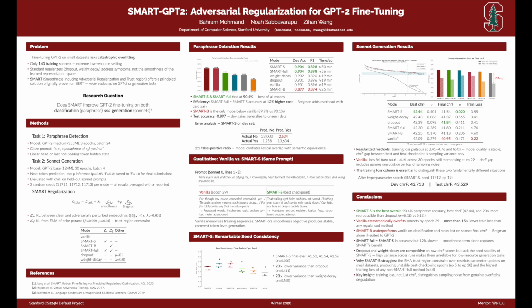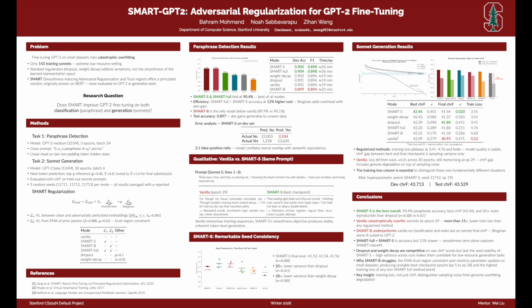Now for our sonnet generation results. The bar chart shows best versus final char-F for each of the 6 ablation modes. Vanilla has the largest gap by far, 1.14 char-F points between its best checkpoint and final evaluation. The training loss plot explains exactly why.